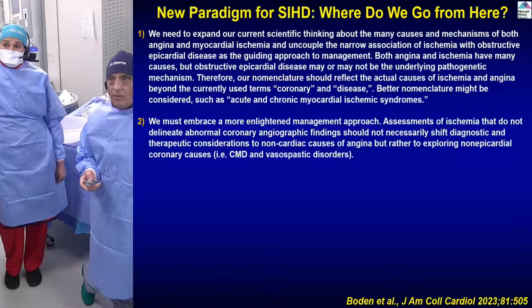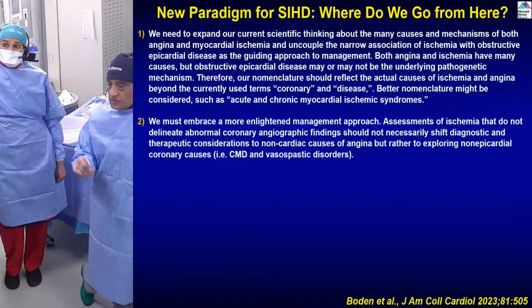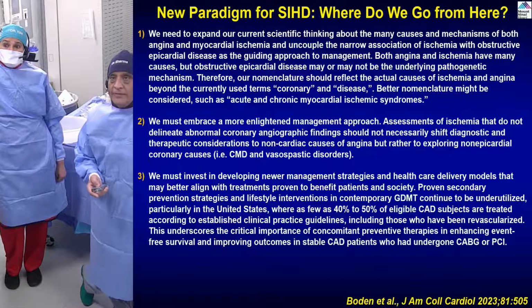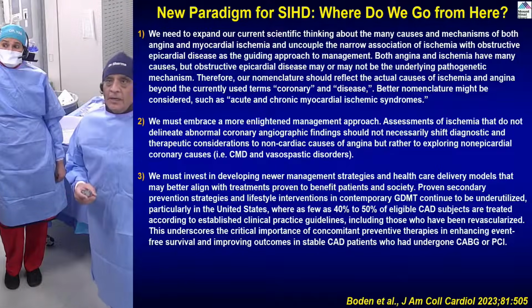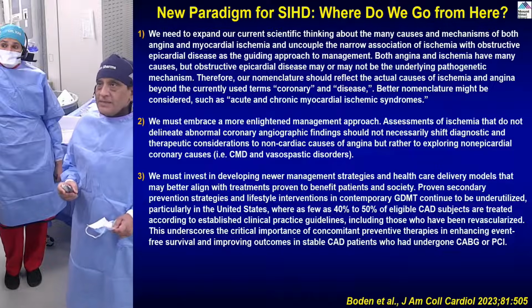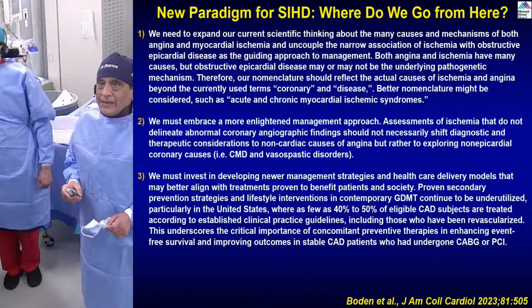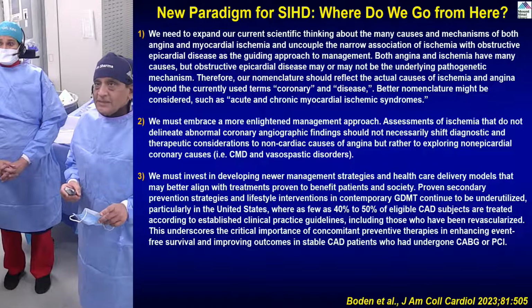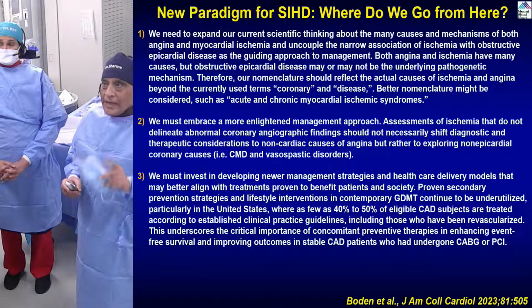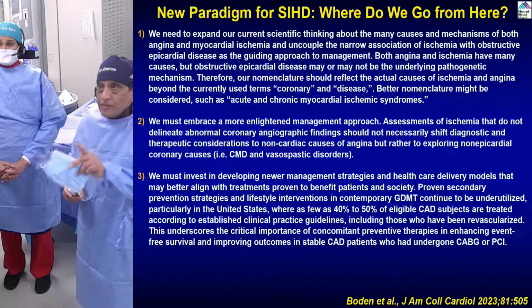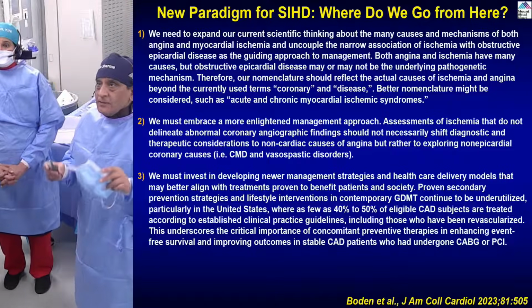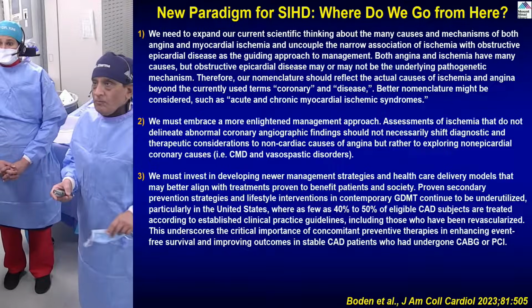And this is very important, that we need to identify these diseases because they have a slightly different treatment. Vasospastic will not respond to beta blocker, will require special calcium channel blockers and so on. And then more important is this, we must invest in developing newer management strategies and healthcare delivery models that may better align with treatment proven to benefit patients and society. Proven secondary prevention strategies and lifestyle intervention in contemporary guideline-directed medical therapy continue to be underutilized. In the United States, 40 to 50% of eligible patients get it. That means we have a lot of work to do besides just opening the coronary arteries.